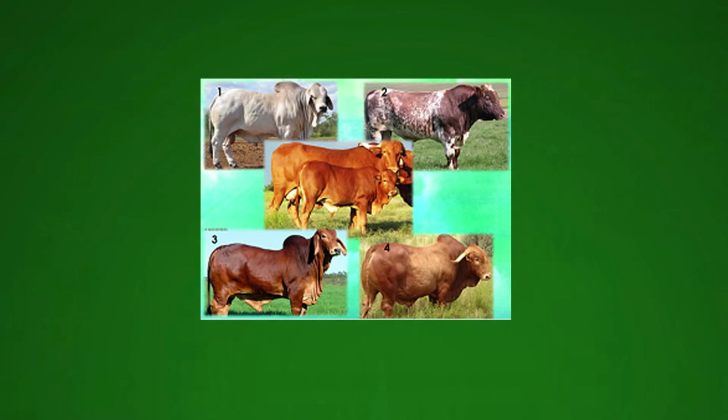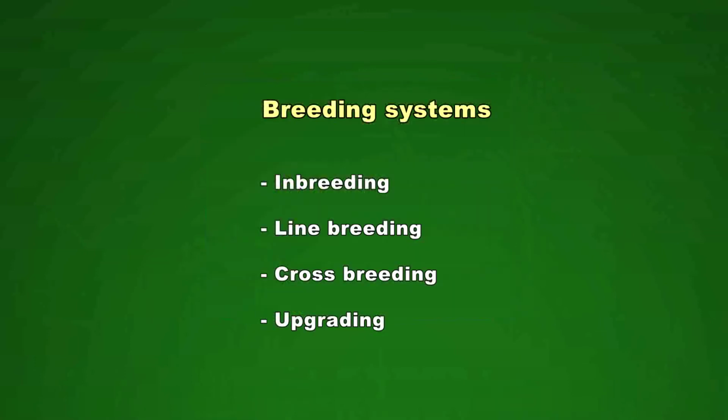Now that you have seen for yourself how difficult it is to select to improve breeding, let us look at the different breeding systems. We will look at four different breeding systems: inbreeding, line breeding, crossbreeding, and upgrading.